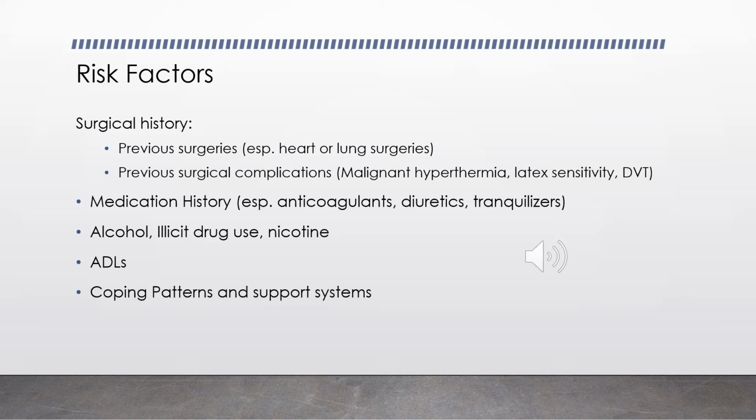Another piece or risk factor that would increase post-op complications and things that need to be communicated to the anesthesiologist, to the surgical team, are surgical histories, right? Has your patient already had heart or lung surgery that makes them more vulnerable to the anesthesia, makes them more susceptible to things such as deep vein thrombosis or the forming of a clot? Do they have a latex allergy? Have they ever had malignant hyperthermia?